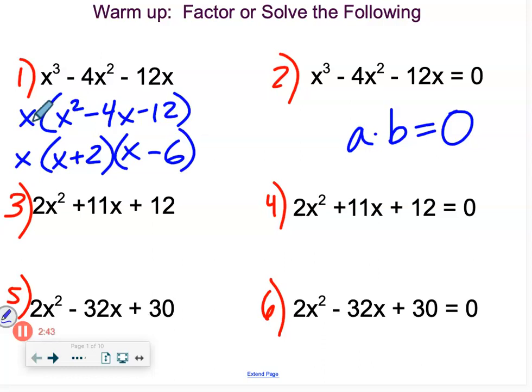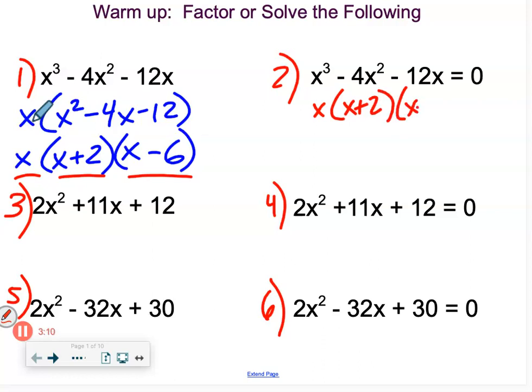The only way to multiply two numbers together and get 0 is if one of them or both of them are 0. So because of that, we have 3 things here being multiplied together. X, x plus 2, x minus 6. This times this times this. That's why they're called factors, right? Because they're being multiplied. So if x times x plus 2 times x minus 6 equals 0, that means either x equals 0, or x plus 2 equals 0, or x minus 6 equals 0.